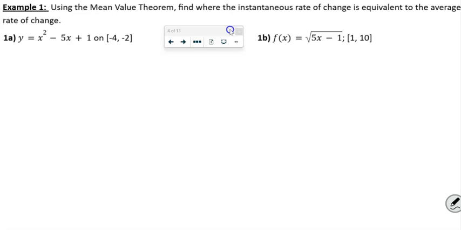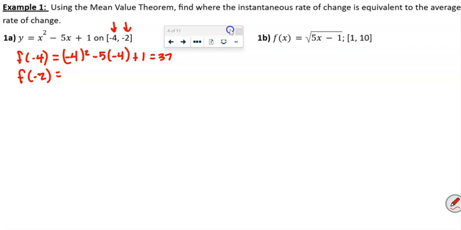So for our next example, once again, we're going to just put in our negative 4 and our negative 2. So we're going to do f of negative 4 equals, and we're going to do f of negative 2 equals, and so this would be, sorry, negative 4 squared minus 5 times negative 4 plus 1. And when I did that, I got 37. Then we're going to do negative 2 squared minus 5 times negative 2 plus 1. And on this one, I got 15.